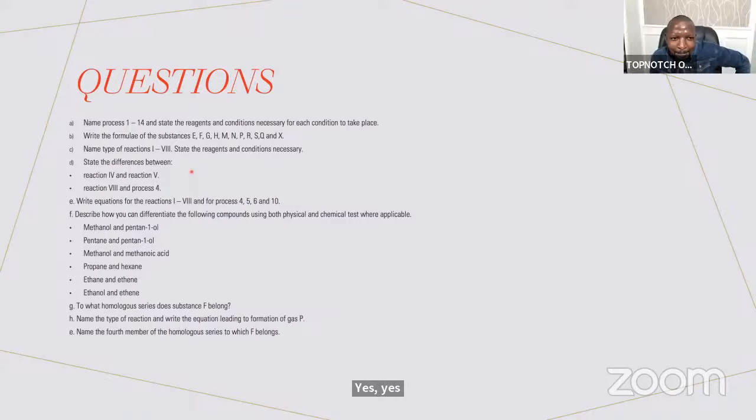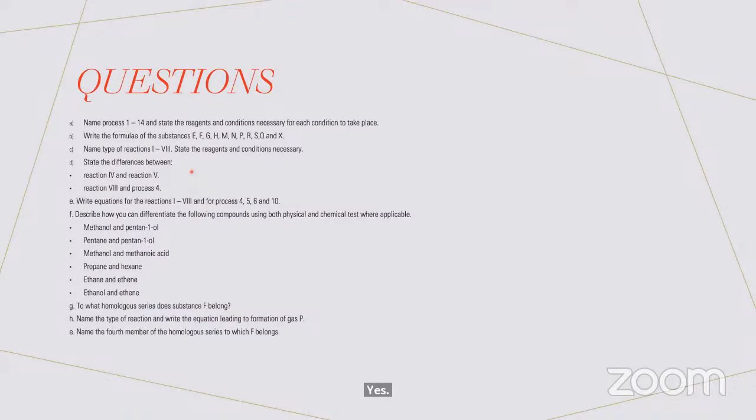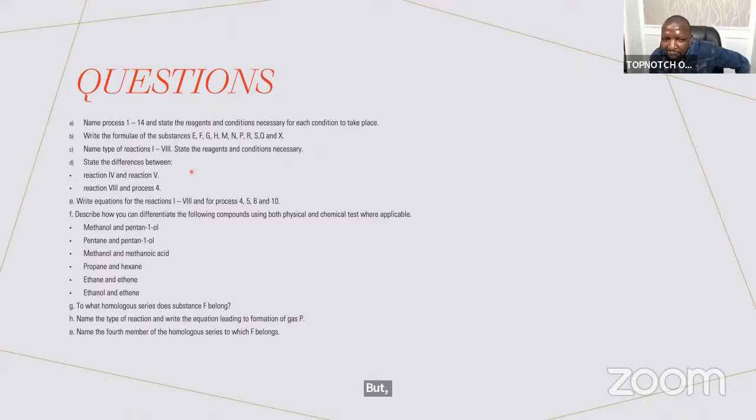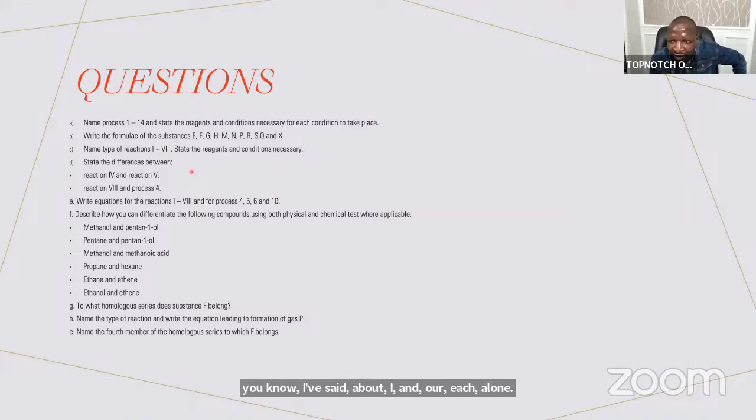Is it correct when we use acidified potassium dichromate in explaining theory? But remember, acidified potassium dichromate is only a test for ROH and ROH alone. Of course, many books have captured that it also tests for double bond. That's wrong chemistry. It will never score anywhere.